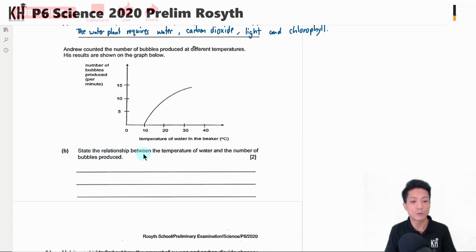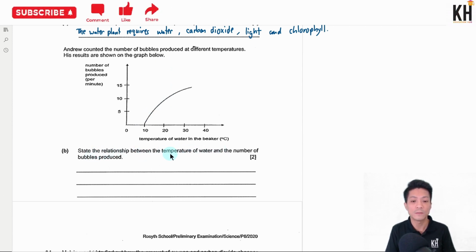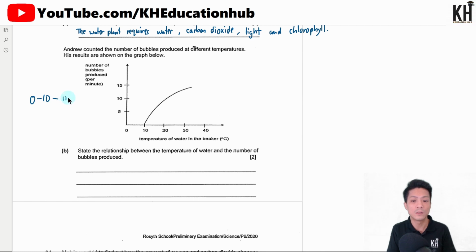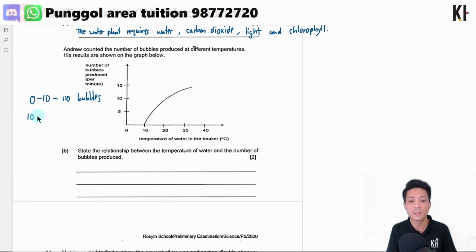State the relationship between the temperature of water and the number of bubbles produced. So in this question, you need to explain the relationship in two stages. The first stage will be from 0 to 10, no bubbles. And from 10 to 40, it will be increase.